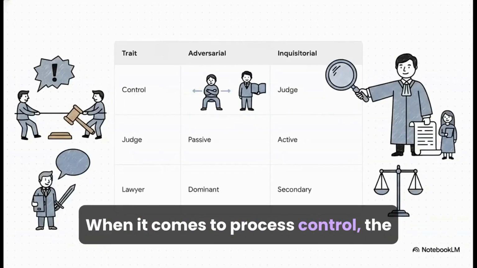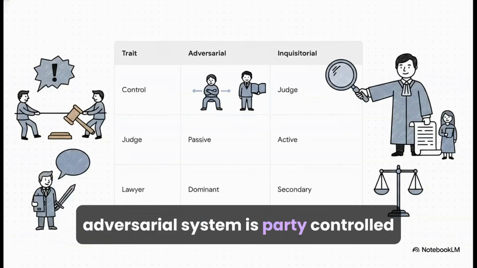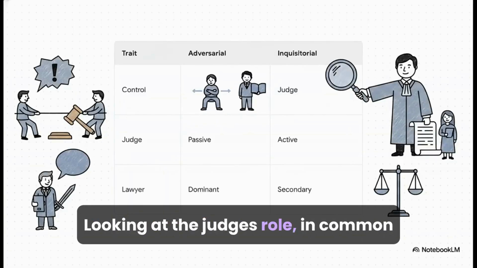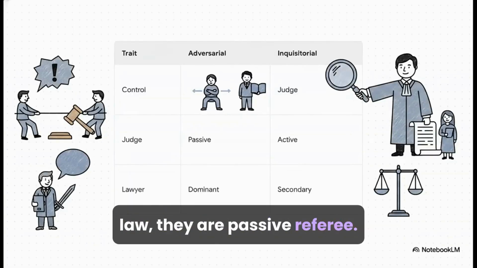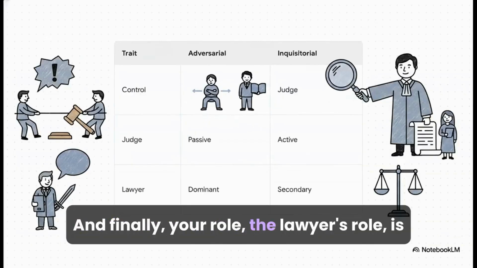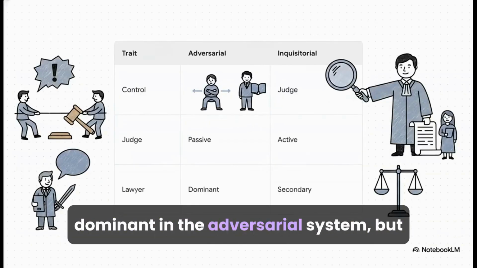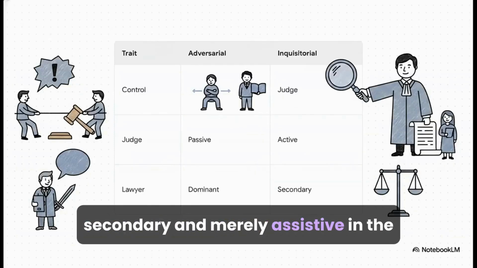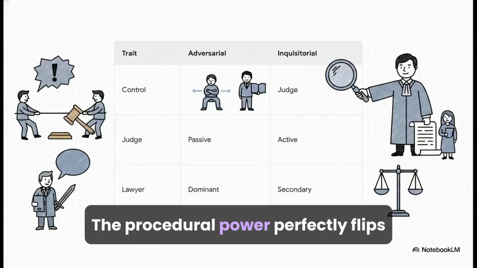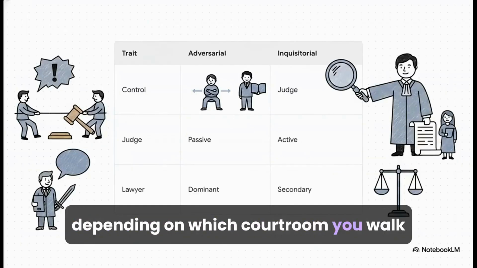When it comes to process control, the adversarial system is party-controlled, while the inquisitorial is judge-centric. Looking at the judge's role, in common law, they're a passive referee. In civil law, they're the active investigator. And finally, your role, the lawyer's role, is dominant in the adversarial system, but secondary and merely assistive in the inquisitorial system. It's fascinating. The procedural power perfectly flips depending on which courtroom you walk into.